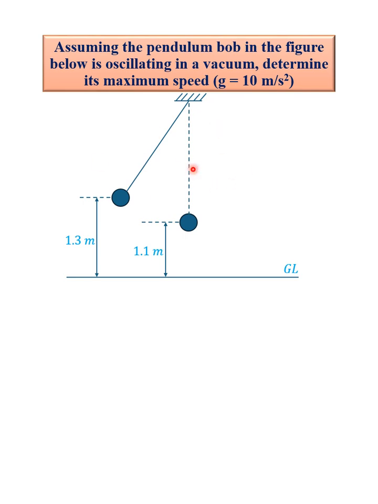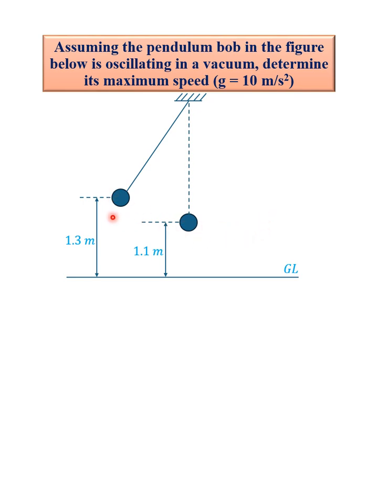Here we go with another interesting question. Let us go through the exercise together. It says, assuming the pendulum bulb in the figure below is oscillating in a vacuum, determine its maximum speed. We are to take g, the acceleration due to gravity, to be 10 meters per second squared. We are given this setup. It is a simple pendulum that swings to and fro.